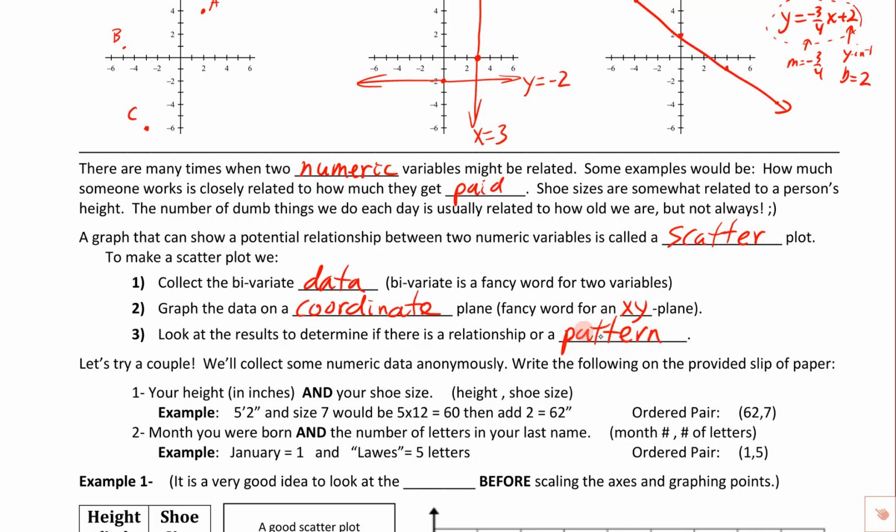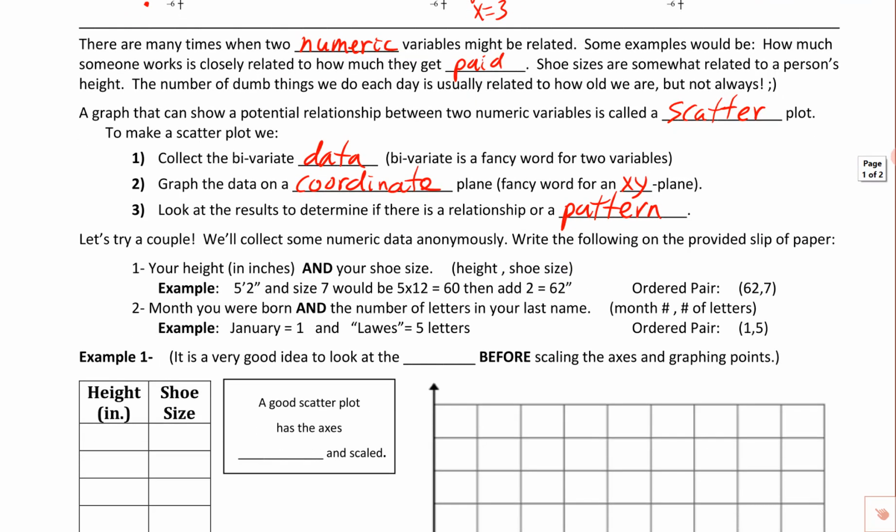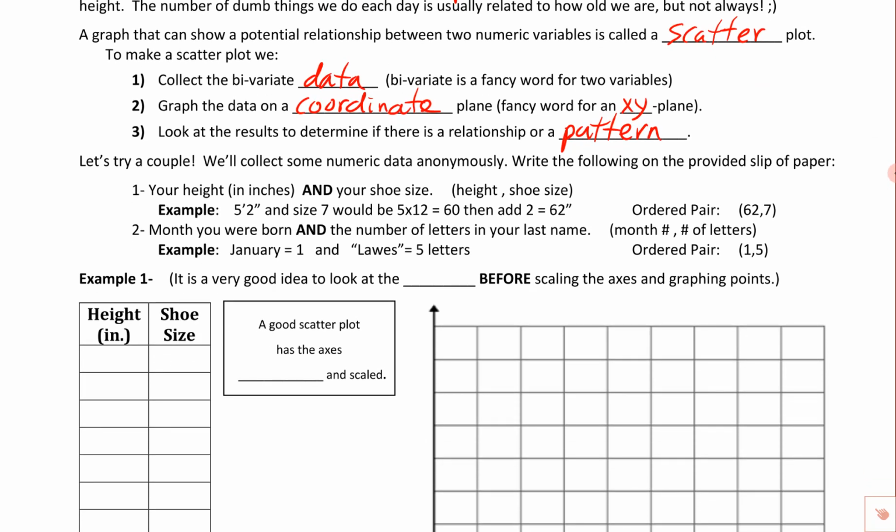And this is going to be really important that we're looking at the data that we graph and say, hey, can I kind of make some guesses about what's going on here? Could I make a statement, kind of a conclusion? Is there a pattern here that I can see in the graph? So we're going to try a couple of these. We're going to gather some kind of anonymous data.